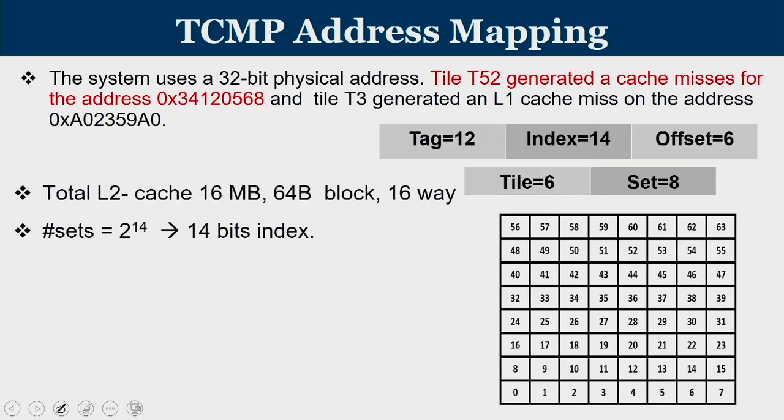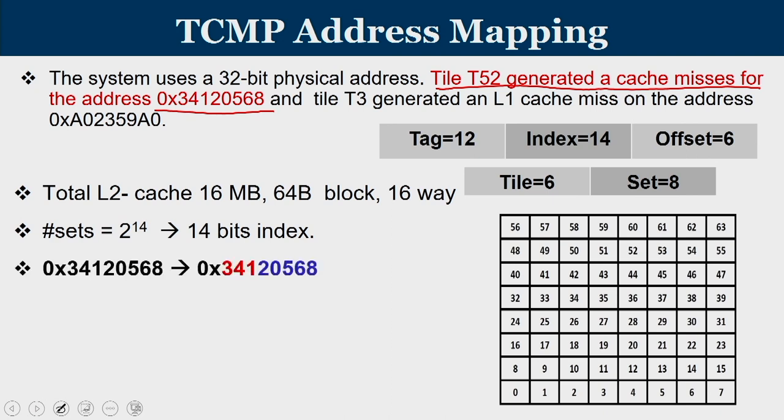So, in this case, the system used 32-bit physical address, tile T52 generated a cache miss for the address 0x34120568. So, we have already found out the split up of the address. Now, this is the address that I am talking about, out of which the one that has been shown in red, 0x341, is a hexadecimal value. So, these 12 bits will represent my tag and the remaining 20 bits will represent my index and offset together.